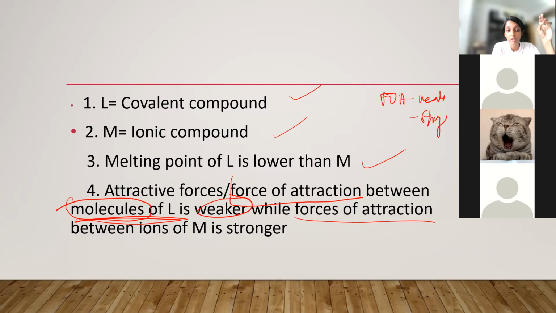And the forces of attraction between ions of M or M ions, however you write it, it's fine, is stronger. So that's why Nage, you cannot get a mark because you did not compare. Because the third one is a comparison, this must also compare.